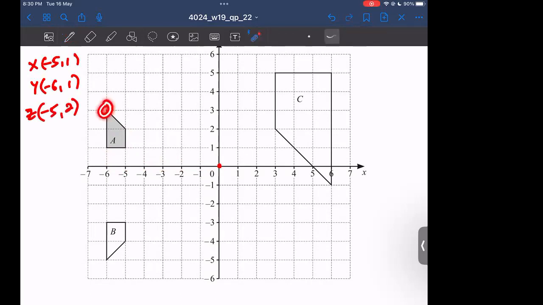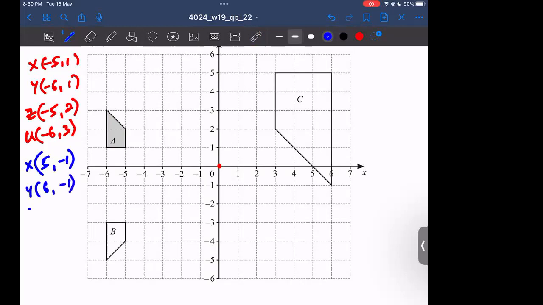And this one is going to be minus 6, 3. Now, since it is the 180-degree rotation, all the points' coordinate signs are going to be changed. It becomes 5, minus 1; 6, minus 1; 5, minus 2; 6, minus 3.